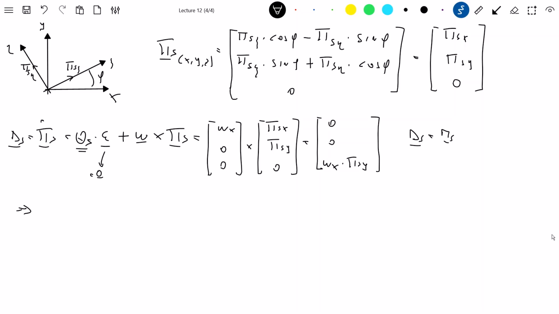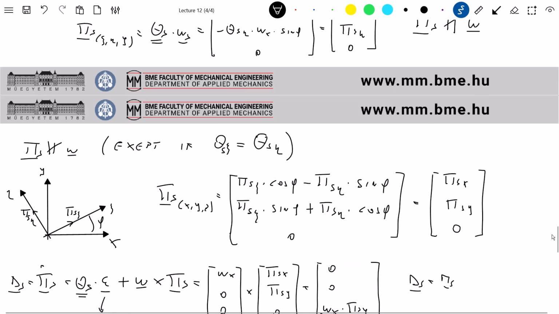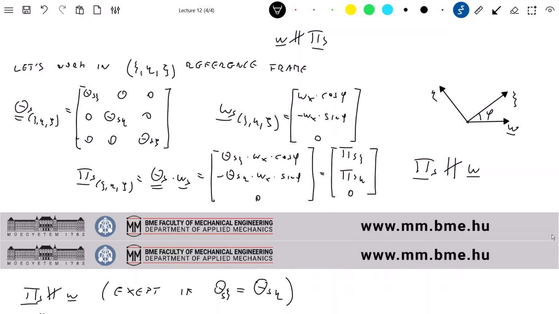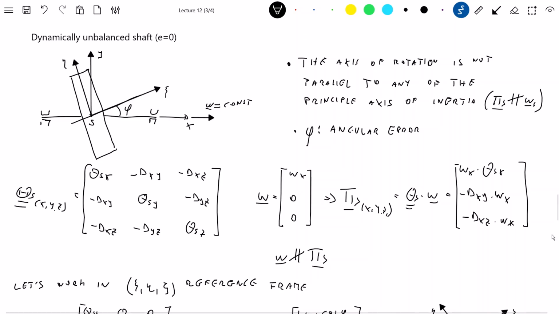Okay, I repeat this because maybe you lost yourself with all the passages. So let's start again for the dynamically unbalanced shaft. The case of statically unbalanced is much easier. So let's consider a case: we have our cylinder, which is a little bit tilted with an angle phi. The principal axes of inertia of the cylinder are such that none of them is parallel to the axis of rotation.